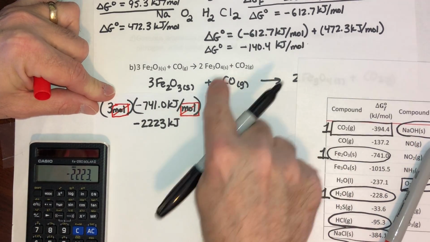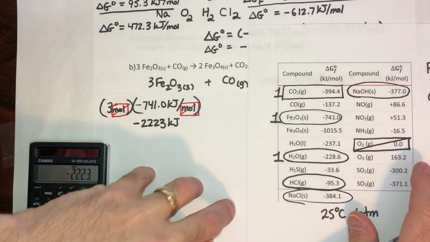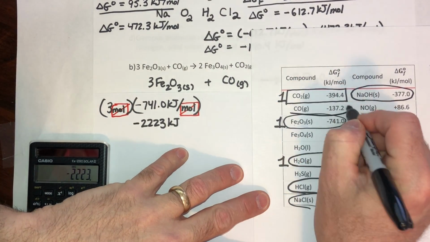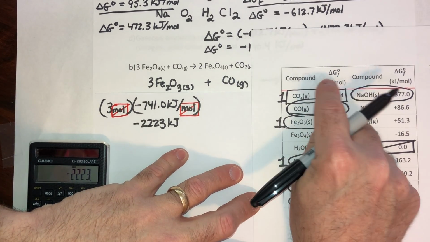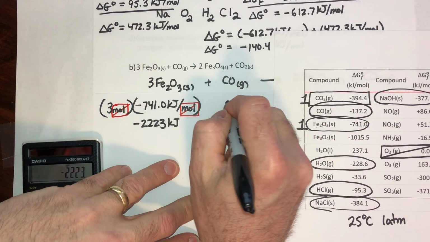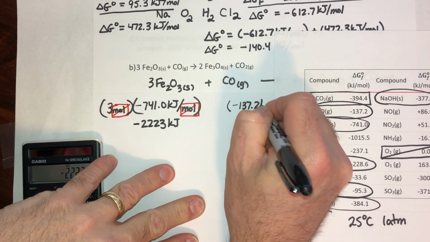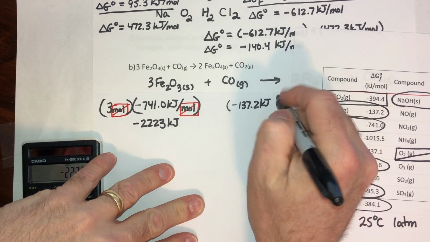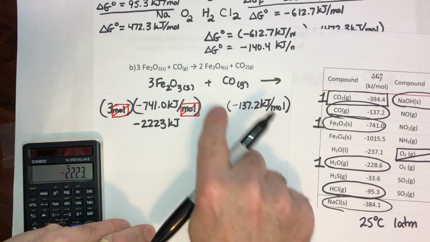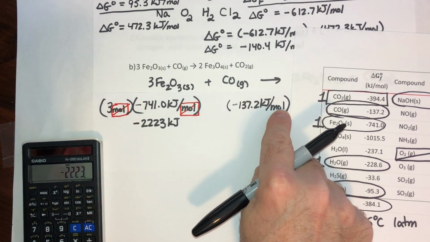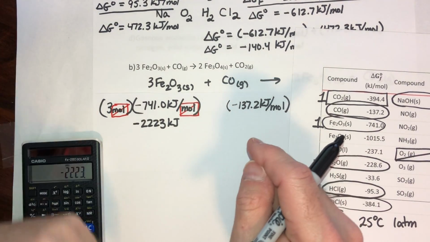All right, let's talk about the carbon monoxide. So if I go to my table and I look up carbon monoxide, it's right here. It's 137.2 kilojoules per mole. So that would be minus 137.2 kilojoules per mole. Now, this is the amount of energy required to make 1 of them. How many do you have? I have 1 of them.